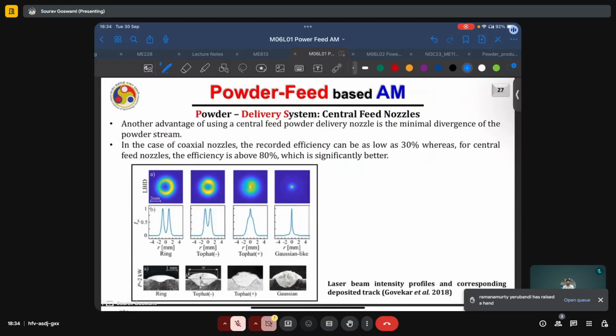Now, another advantage of using a central feed powder delivery nozzle is the minimal divergence of the powder stream. And we have put some numbers to this. In the case of coaxial nozzles, the recorded efficiency can be as low as only 30%, whereas for central feed nozzles, the efficiency is easily above 80%, which is significantly better.